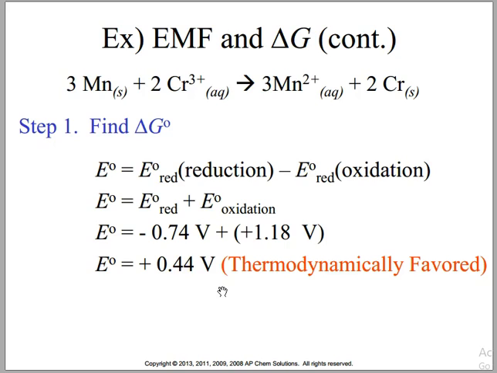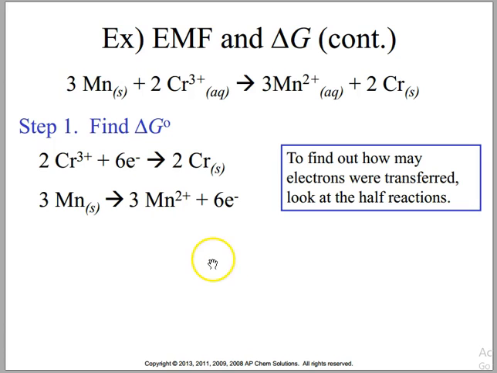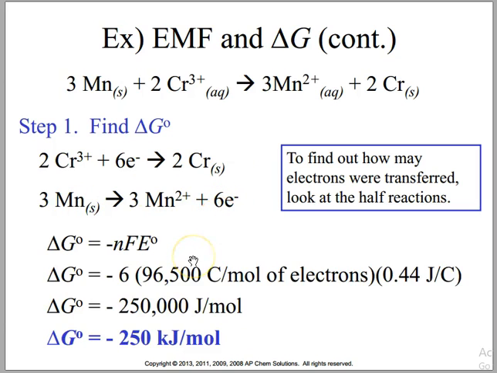So we should be able to predict our sign for delta G now. What do you think the sign for delta G is? Yes, negative. To find out how many electrons were transferred, we have to look at the half reactions. The reduction of chromate, 2 moles of chromium ion and 3 moles of manganese. There's 6 moles of electrons that are transferred here.